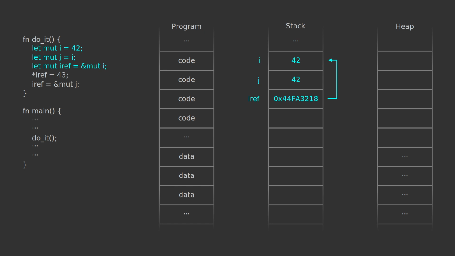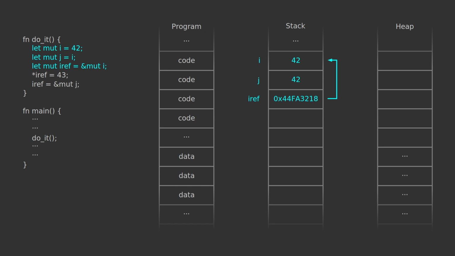Next, we initialize a variable j with the value of i. This just copies the value of i into j, so that we now have 2 local variables with the value 42. Note that i and j are completely independent of each other. If we change i, j does not change, and vice versa. Finally, we initialize a variable called iref with a reference to the variable i. The ampersand character is the Rust reference operator. iref now holds the memory address of i.